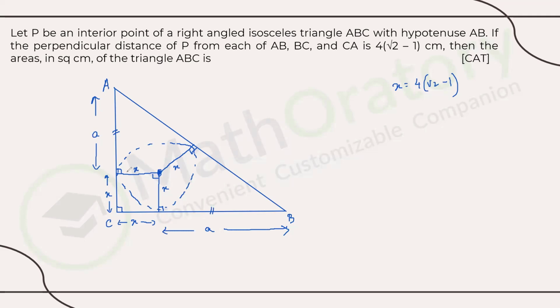And what do we know about a circle? Tangents from a particular point to the circle are equal in length. So from this point A, this tangent and this tangent should be equal in length. So this should also be A. Similarly, from B, if this is A, then this should also be A.